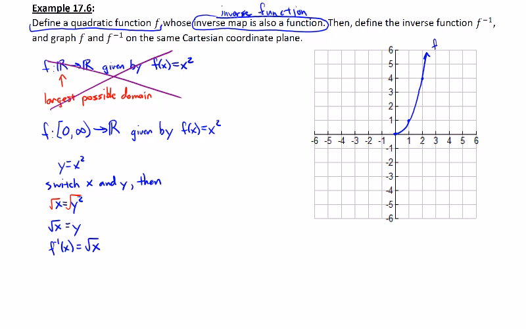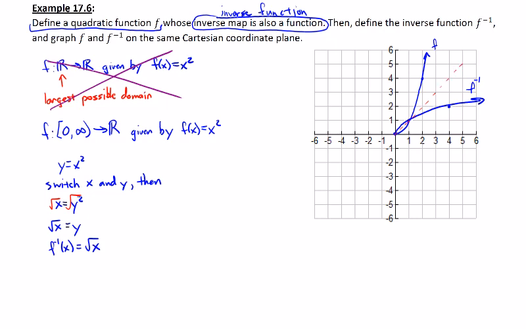So let's plot that one. That's another one of our parent functions. We'll have the points (0, 0), (1, 1), and (4, 2). Call that f inverse. And our usual observation here about the line y equals x holds.